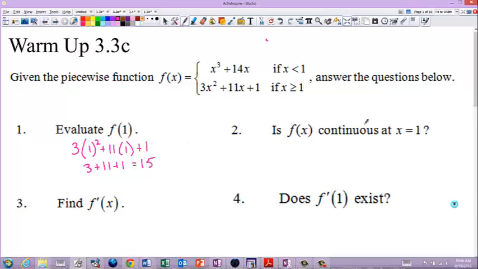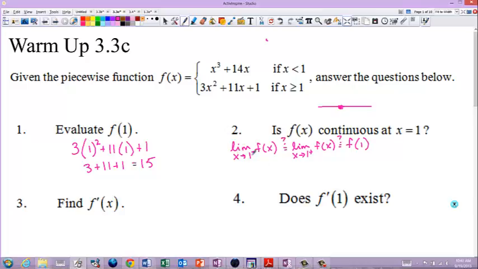Is f of x continuous at x equals 1? Well, how do you tell if something's continuous? If you could see me, I would be putting my hand from the left, has to come in to my hand to the right, and it has to equal. So to prove something's continuous, you have to say that the limit as x approaches 1 from the left has to equal the limit as x approaches 1 from the right has to equal f of 1. So these are question marks right now because I don't know. So let's evaluate each one.